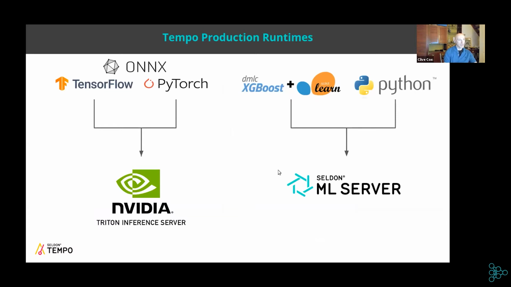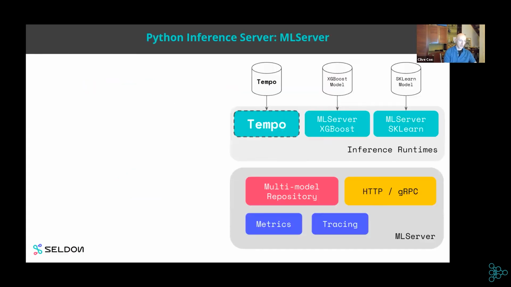So when we actually push it out into production, these are the standard servers that we use inside Seldon Core for different types of models. If you've got a TensorFlow, PyTorch, or ONNX model, we're putting it onto the NVIDIA Triton inference server. And if it's a Python-based model, XGBoost, sklearn, or that custom Python that I showed you before, we'll be putting it onto Seldon's ML Server and running it for you. And this will also be used locally if you want to test locally on Docker.